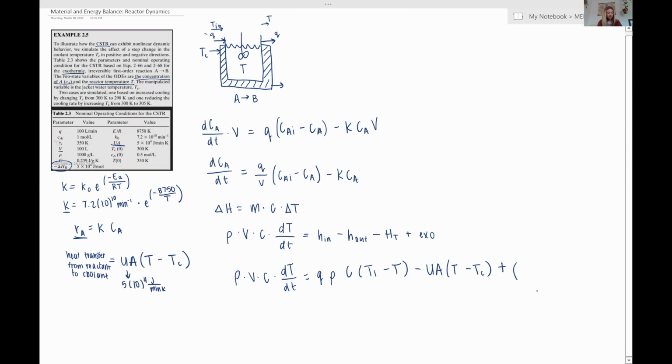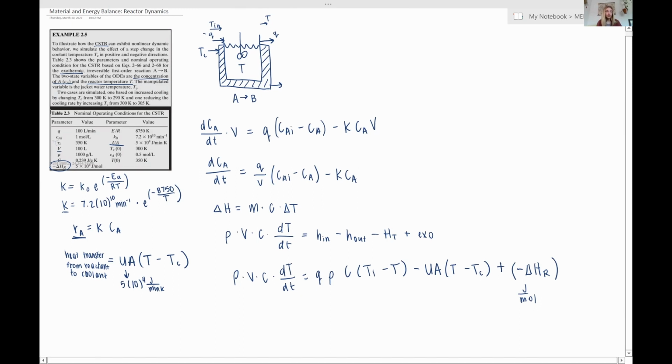And so we're given the negative delta HR in our parameters. That's a positive number, so I'm just going to write this as negative delta HR. That is the enthalpy of the reaction, and that is in units of joules per mole. And we want joules per minute.